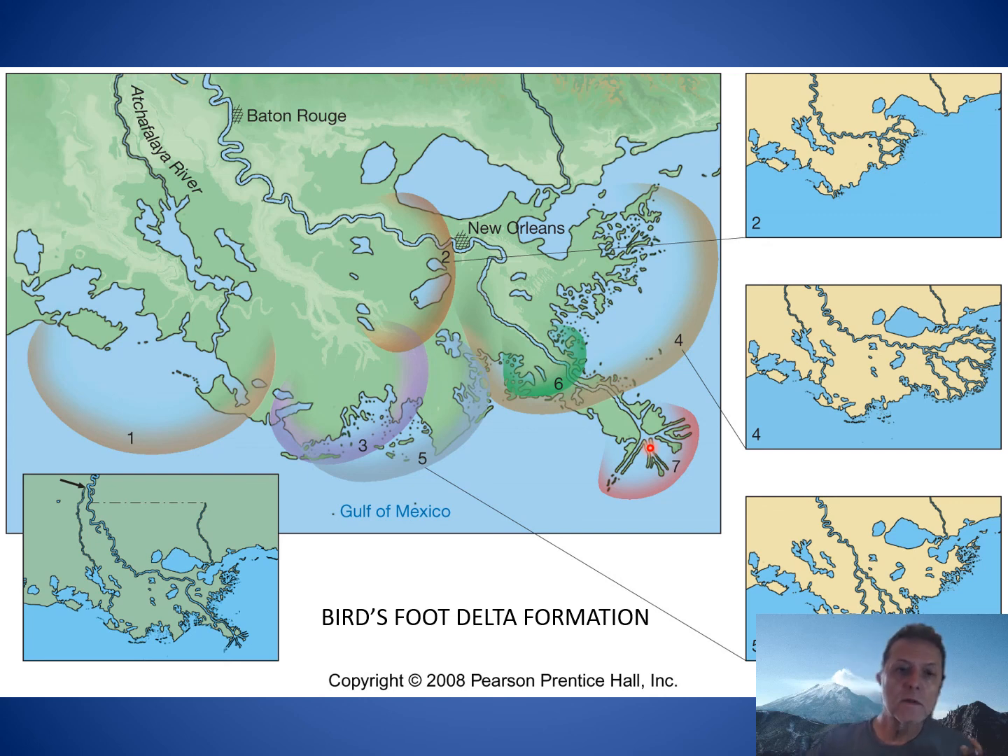at its mouth. As a river comes out to a sea or a gulf or an ocean or a lake, that point of entrance is called a mouth. Okay, the top of the river where it originates is called the head.